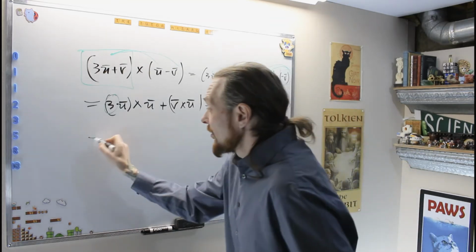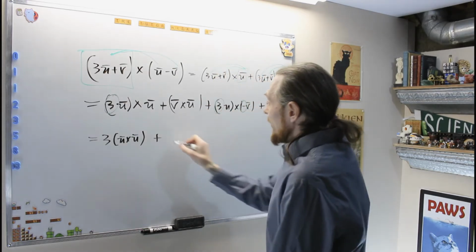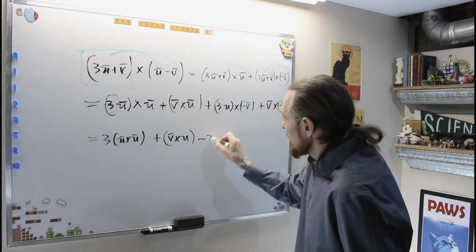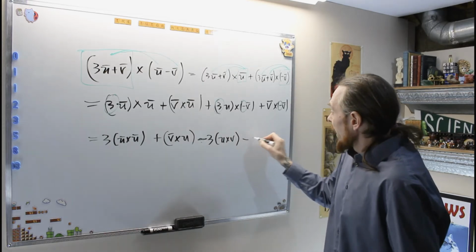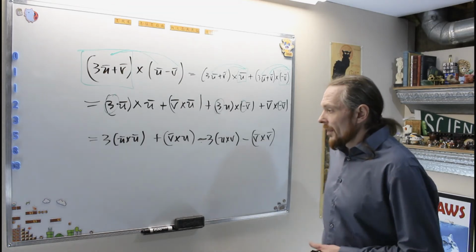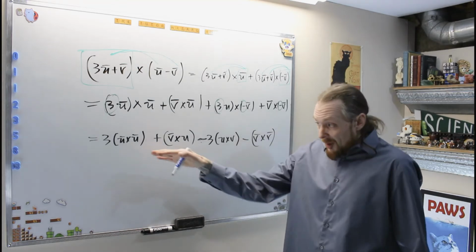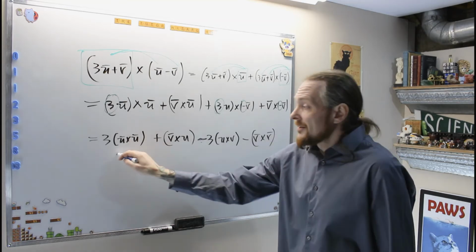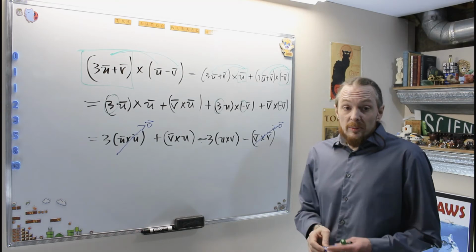Now this is equal to 3u cross u plus v cross u plus minus 3u cross v, and then minus v cross v. Now, using the last property, property 4, the cross product of any vector with itself is the 0 vector. So this is 0, and v cross v is also 0, so they disappear.